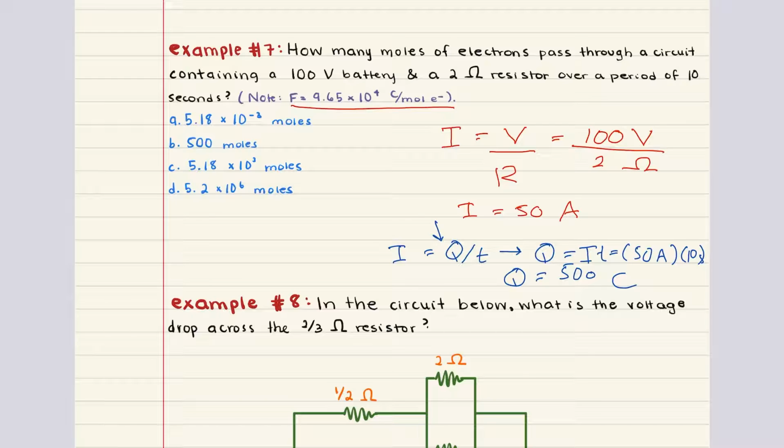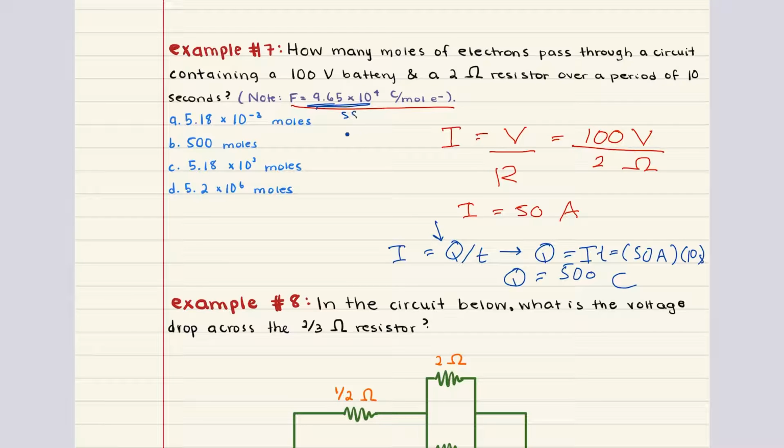Now all we have to do is convert the total charge to moles of electrons. We know the total charge. We can use Faraday's constant to determine how many moles of electrons correspond to 500 coulombs of charge. Faraday's constant tells us that 1 mole of electrons carries 9.65 times 10 to the 4 coulombs of charge.